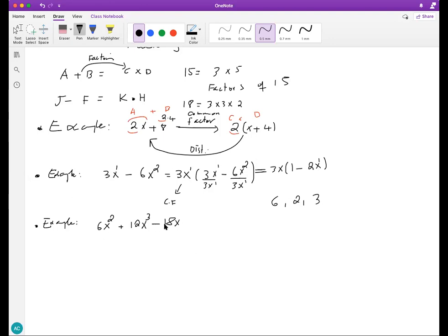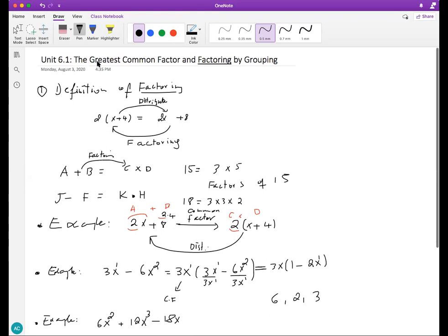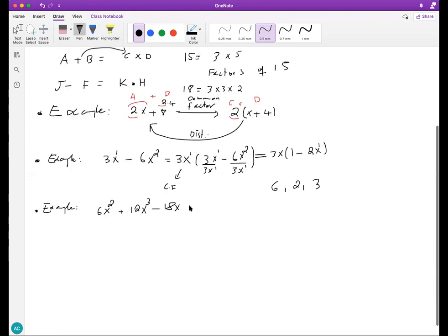But which one do we take? Not 2, we take 6. We find the highest, which is 6. Exactly, we need the highest. That's what we call the greatest. So we choose 6. That's the highest one that goes into all these 3 factors, 6, 12, and 18.